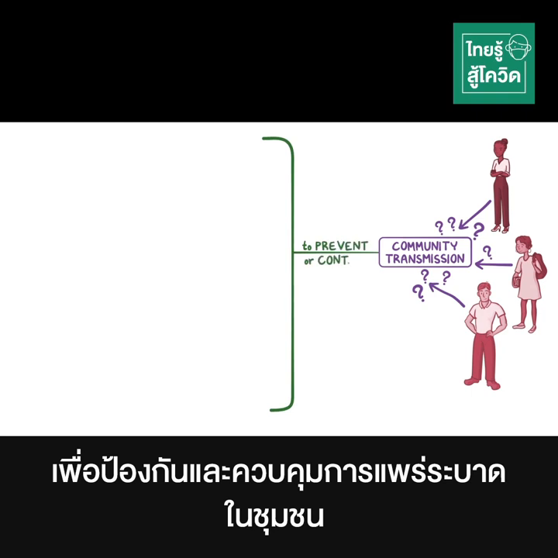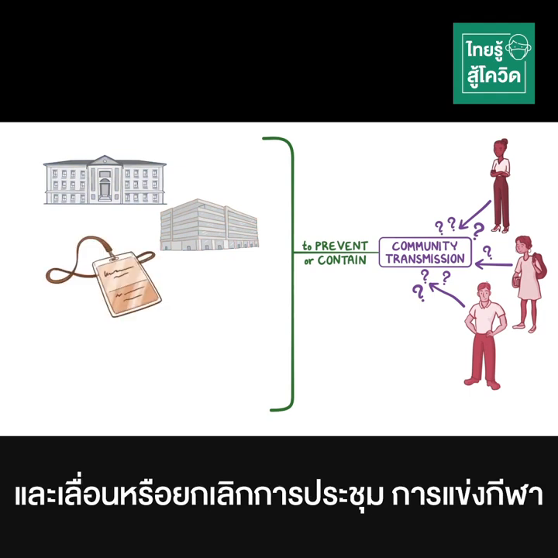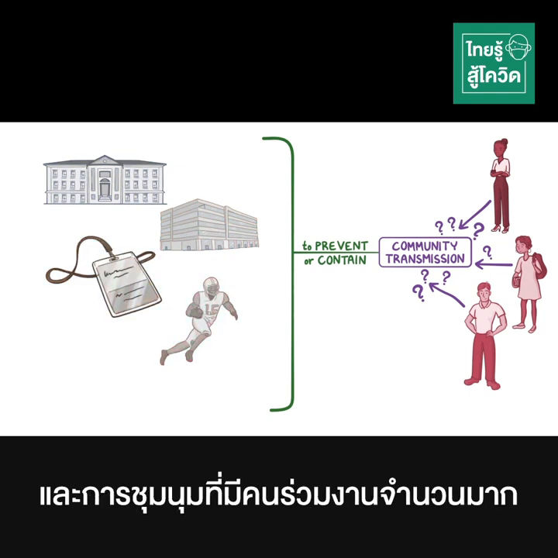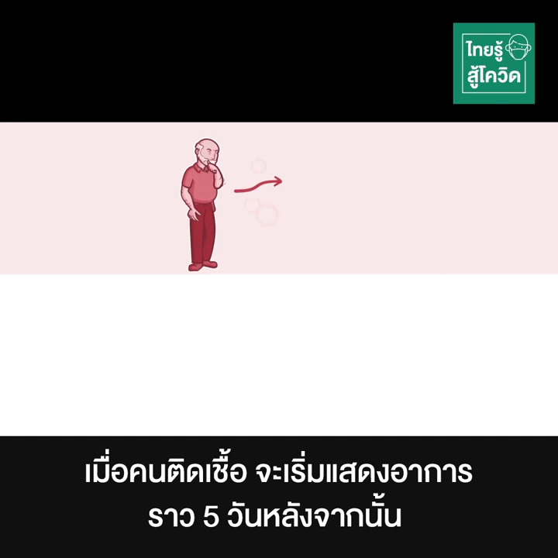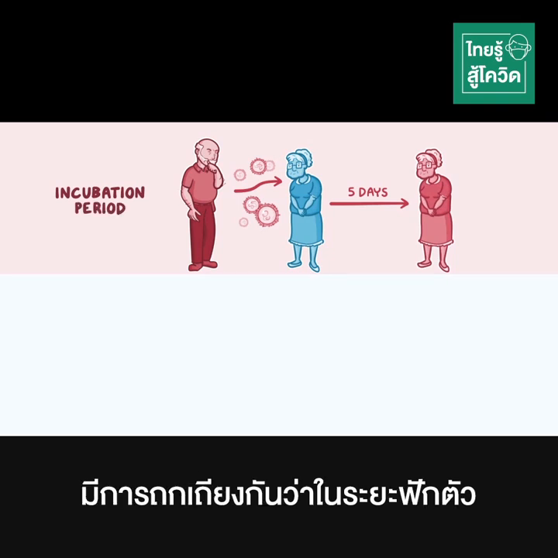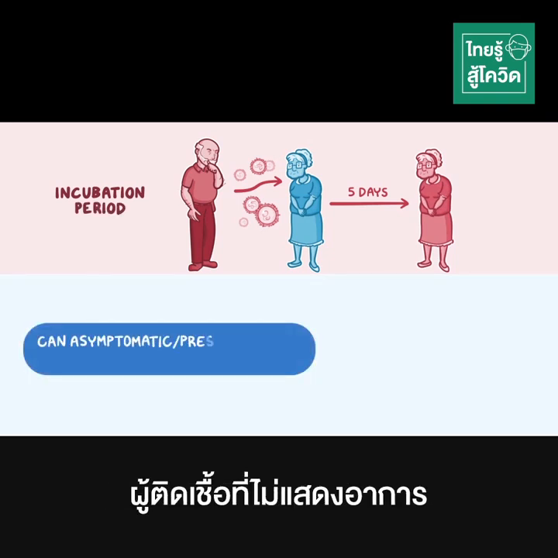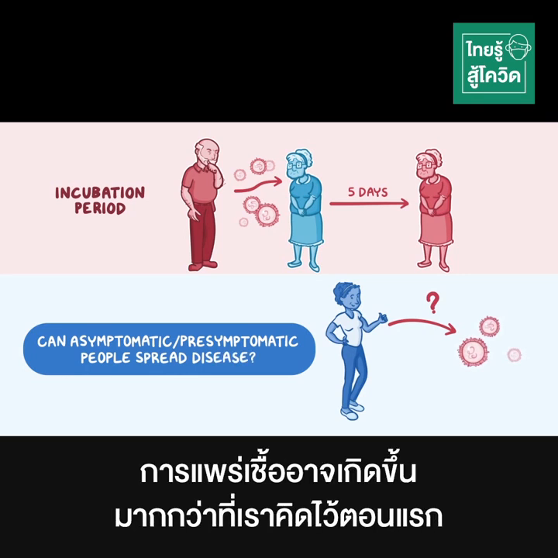To prevent or contain community transmission, some schools and businesses have shut down, and some conferences, sporting events, and other large gatherings have been postponed or canceled. Once a person is infected, symptoms develop about 5 days later. This is called the incubation period. Now, there's debate about how much asymptomatic or pre-symptomatic people, which is to say folks that are in the incubation period, are spreading the disease. And it may be much more than what we originally thought.